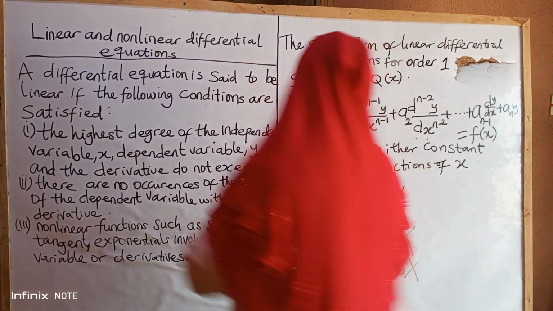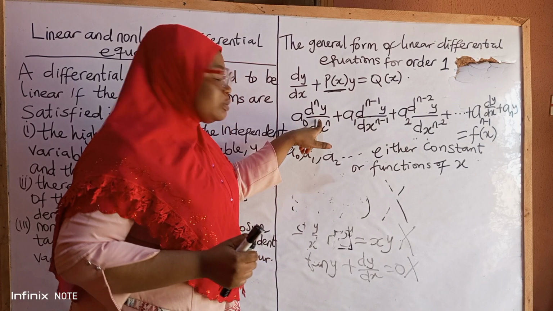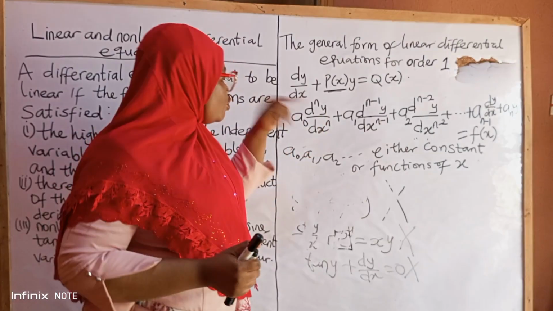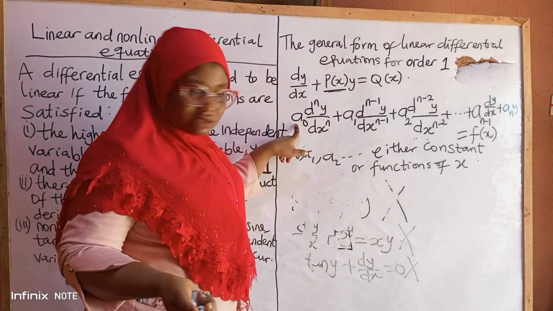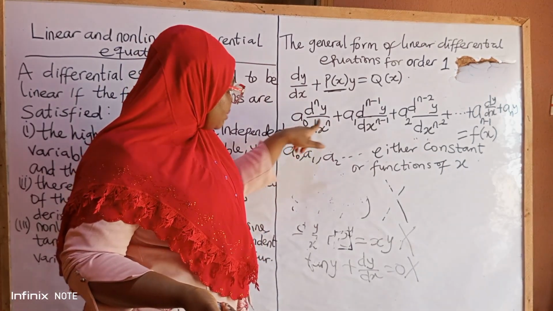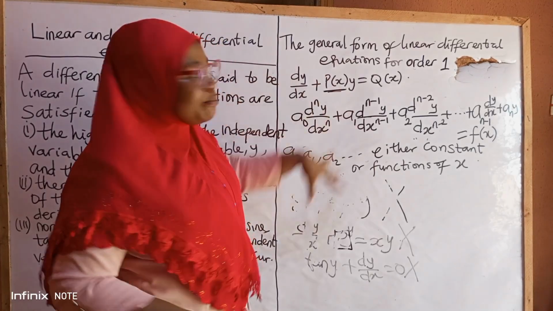Because we said that a dependent variable cannot multiply its derivative if you want it to be linear. But this one can be a function of x. The function of x can be multiplied by the derivative, or constants. So we are going to solve examples under that.